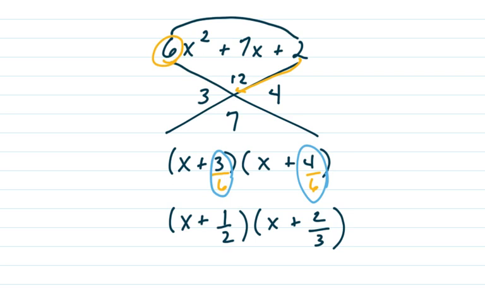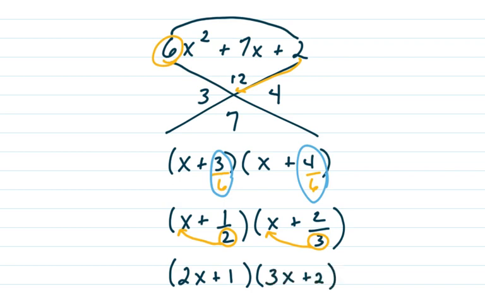Now that we've done our sliding and dividing, we bring the bottoms up. So whatever is on the bottom here is going to go up, so that our final answer is going to be 2x plus 1, because I brought that 2 up, and 3x plus 2, because I brought that 3 up.